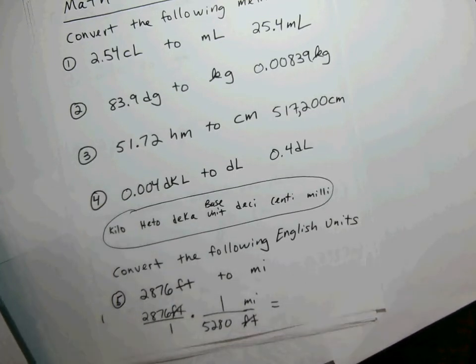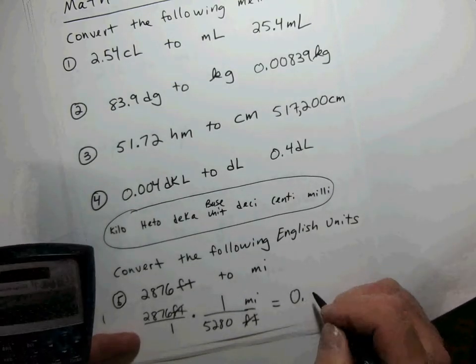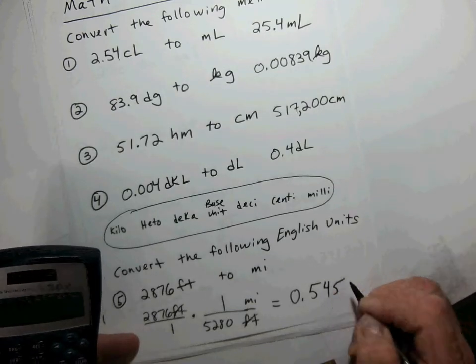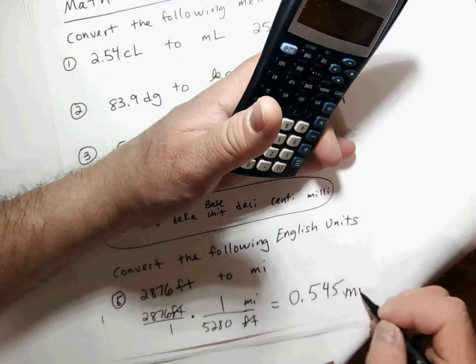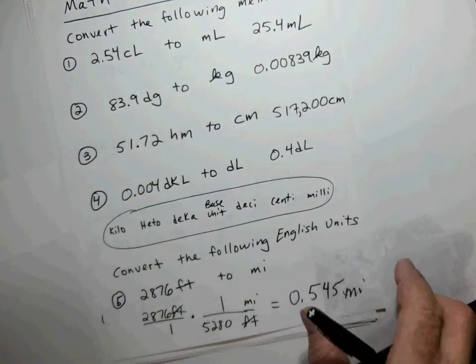So I need to do this number crunching of 2876 divided by 5280. Okay, now on a problem like this, if I don't specifically say where to round, just give me a couple of decimal points. Okay, so 0.545. Again, what unit is left here? Miles. Okay, for that one.